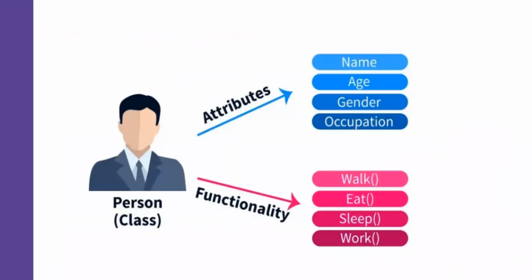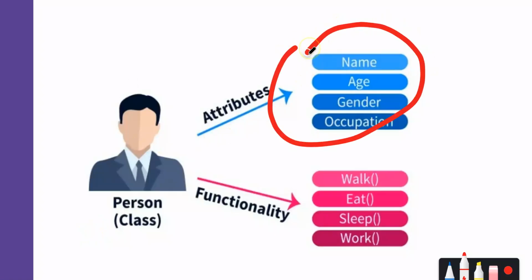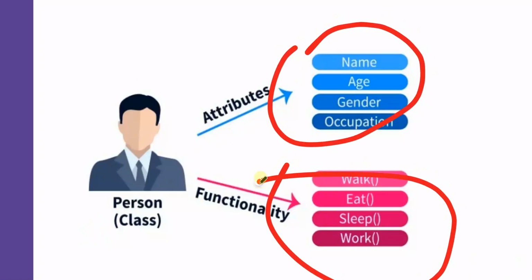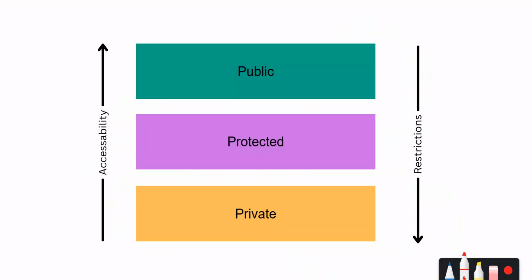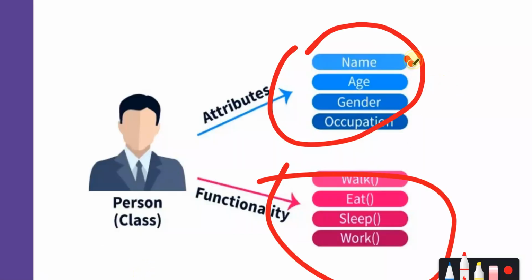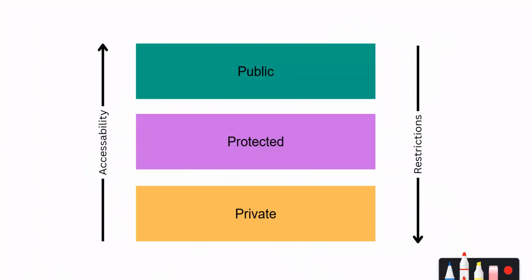For that we use the access specifier. For example, if this is a class, in that class we have some attributes and we also have some functionality, then we will apply an access specifier on it. Access specifier means that some of the data will be available to everyone, but some of the data will be restricted and nobody will be able to access it.